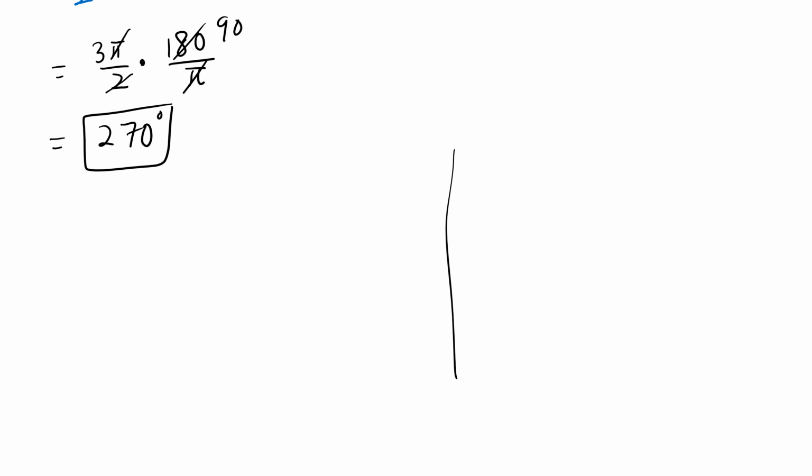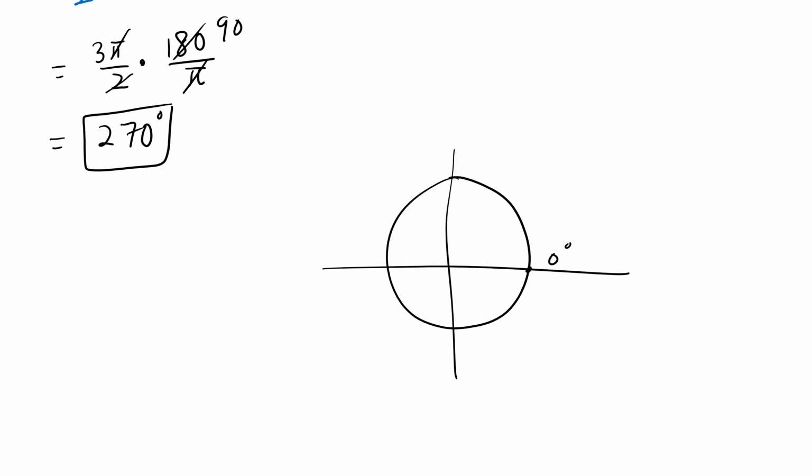That's the conversion between degrees and radians. Also the unit circle, if you remember the unit circle. This point is 0 degrees, then 90 degrees, 180 degrees, 270 degrees, and it goes back to 0 as 360 degrees. In radians, this is pi over 2 radians. This is pi, 3 pi over 2. And here we have 2 pi.